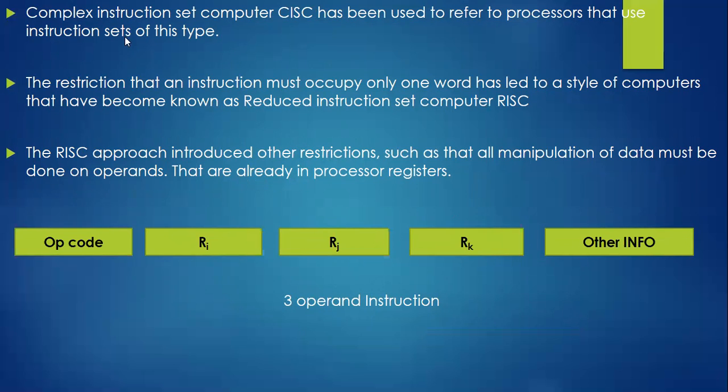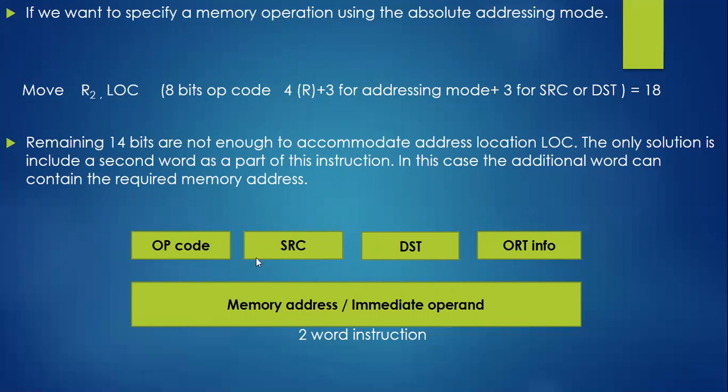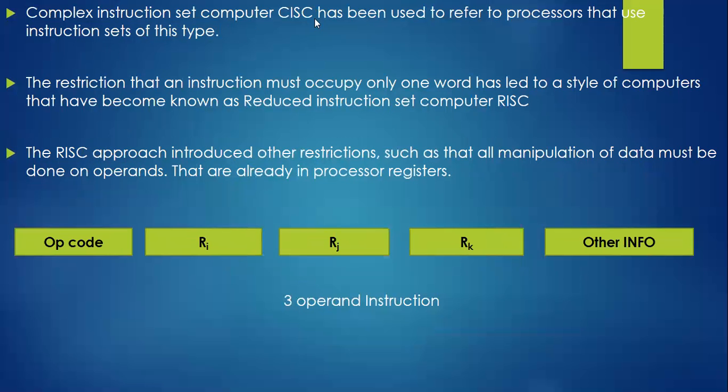So this is the last topic, the complex instruction set computer, which we call CISC. In the previous two-address instruction we got, a 2-word instruction, we are calling this a complex version. That's why the term complex instruction set computer, CISC, has been used to refer to processors that use instruction sets of this type.